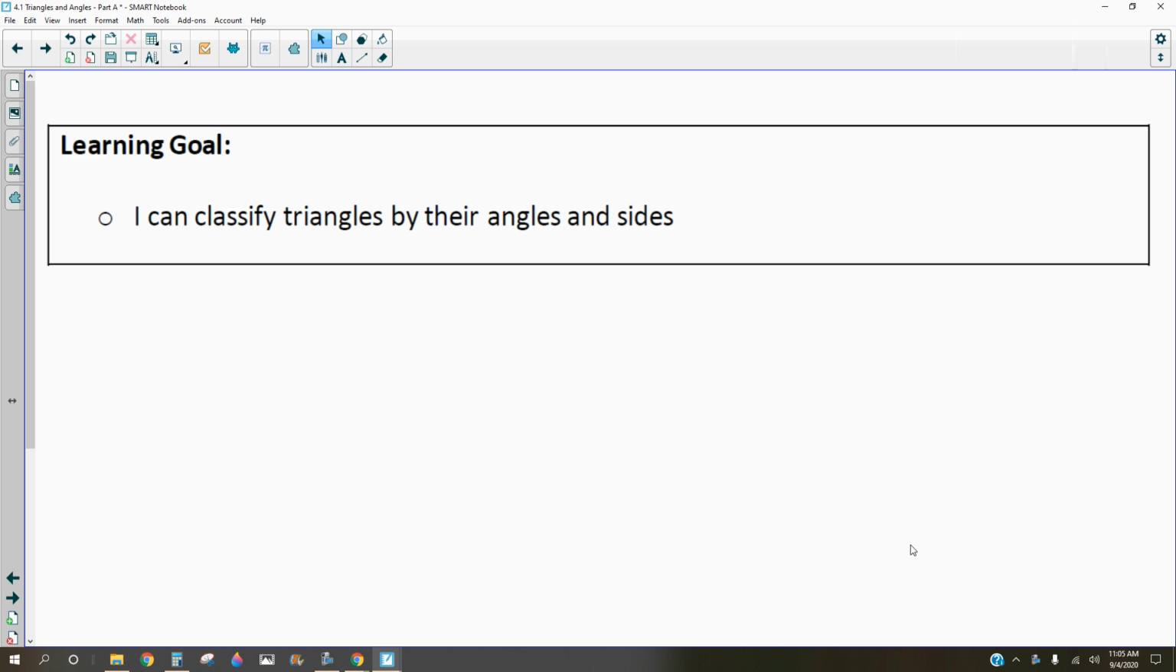In this chapter, we're going to get to study some triangles. Triangles are classified by their angles and sides. Classified means that's how they get their names. So let's take a look at this topic.